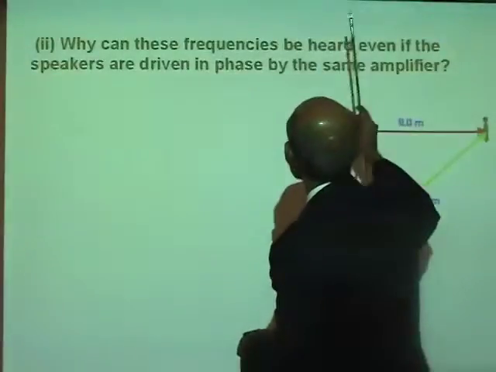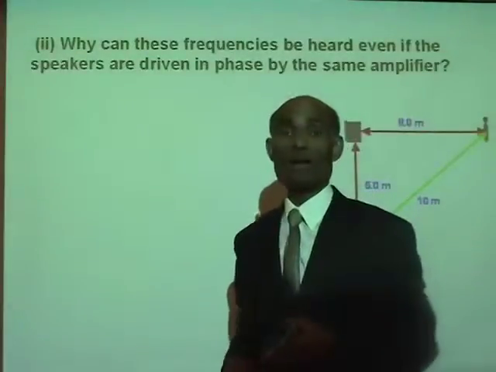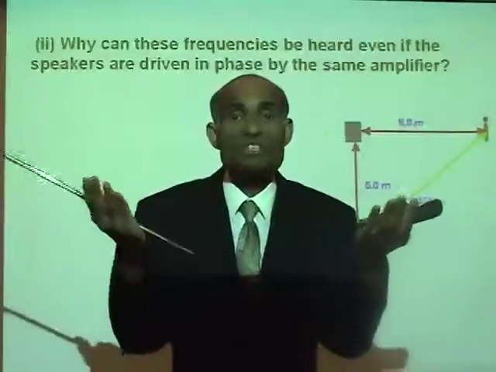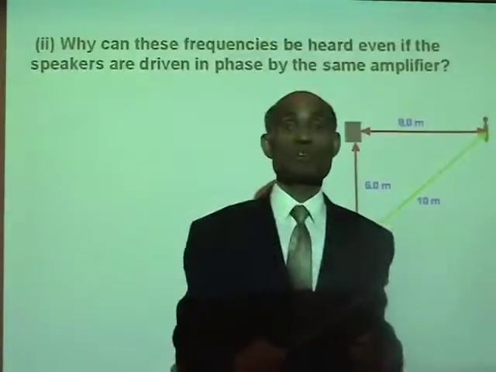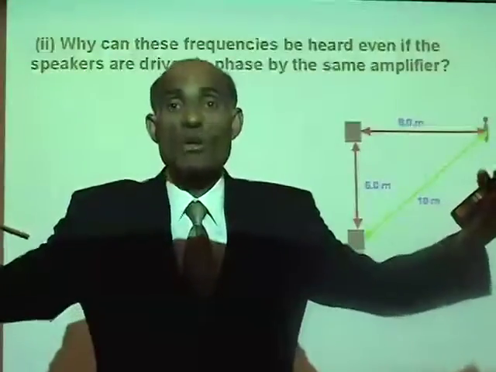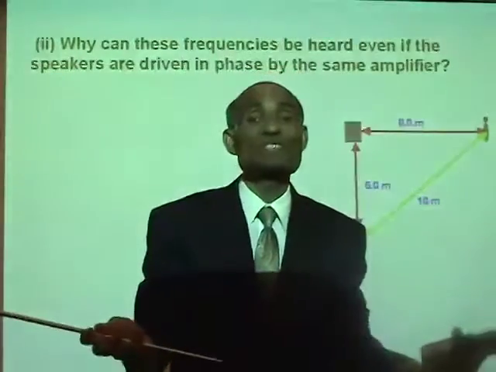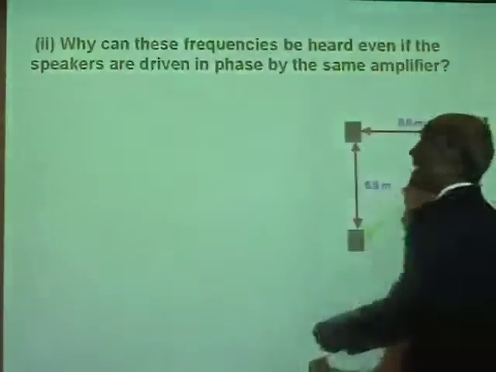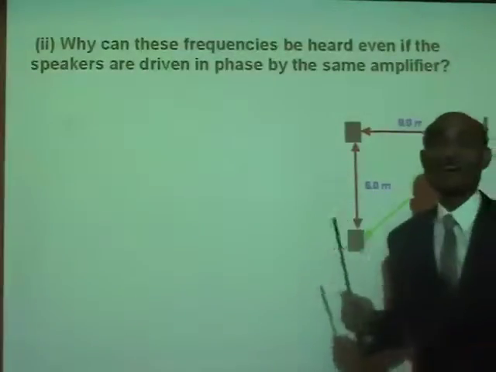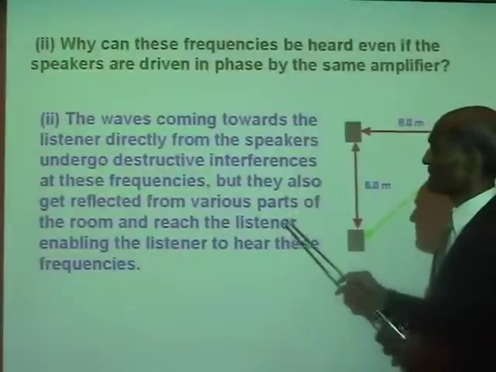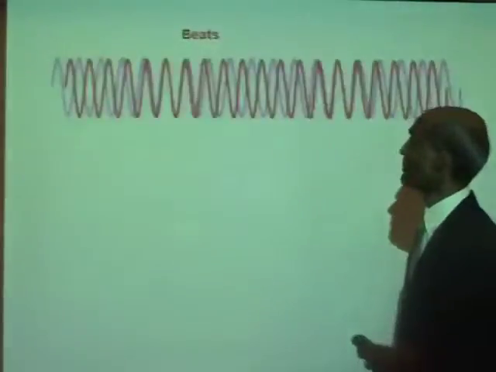Now, why can these frequencies be heard even if the speakers are driven in phase by the same amplifier? Does it mean that these frequencies cannot be heard? Well, actually those frequencies can be heard. Why? Because, as I told you earlier, the sound you hear is not only the direct sound from the speakers, but also the sound that is reflected by the walls and the ceiling. And therefore, you can actually hear all the frequencies coming from the speakers, although some of these frequencies will satisfy the condition for destructive interference. Alright, okay, let's move on and talk about another important concept.